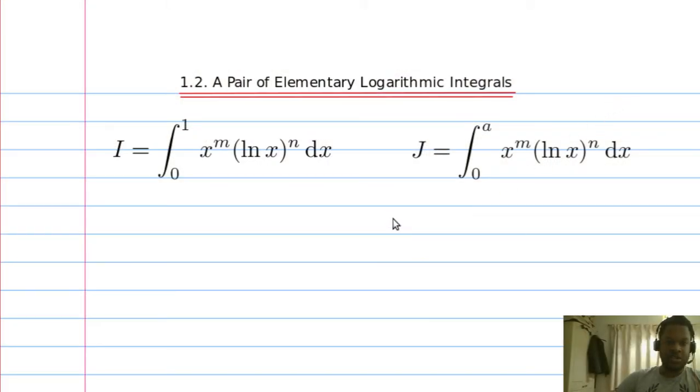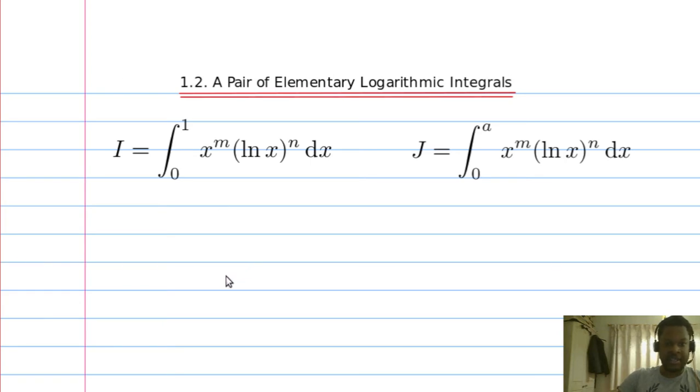Okay, so the integral we'll be evaluating today is actually a pair of integrals. These logarithmic integrals just here, and at a glance they appear to be identical, but they're actually different in an important way. Just so you can see, the limits are different. The limits on the integral I are from 0 to 1, and the limits on the integral J are from 0 to a. So the upper limit on J is a bit more general, where a can be any real number.